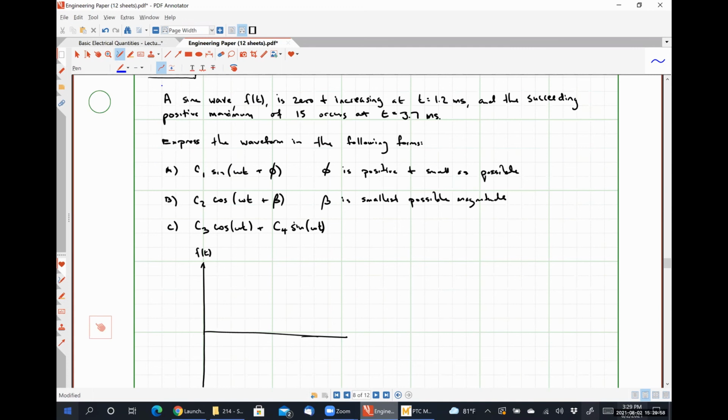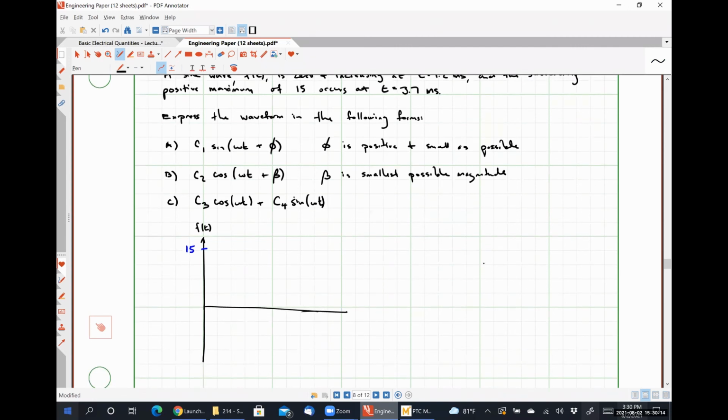15. All right. So I'm going to say that my waveform has an amplitude of 15 because that's what it means when it says the maximum is 15. At t is equal to 1.2 milliseconds, which just for the sake of argument, I'm going to say is right here, the value is 0. And the positive maximum occurs at 3.7 milliseconds. Which means we have this.